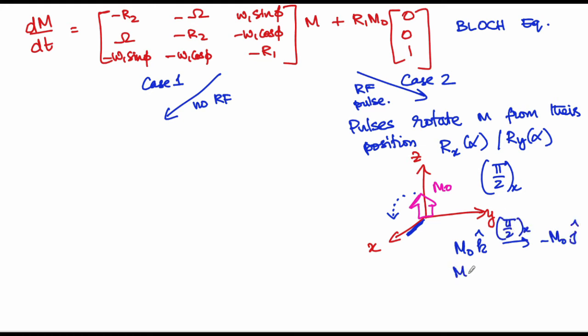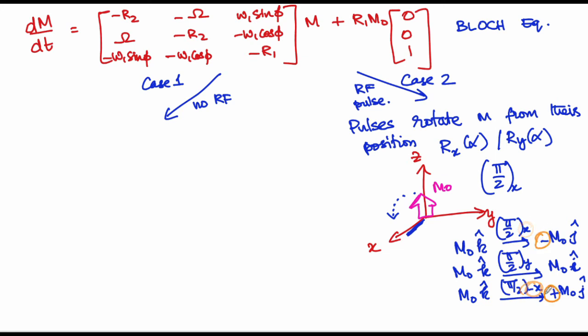On the other hand, let's say you started with M naught along k and are applying a pi by 2 y pulse, that will end up with M naught along i. Similarly, M naught along k, if you apply a pi by 2 minus x pulse, that will give you plus M naught along j. I hope you are able to appreciate the fact that when I invert the phase of the pulse, where the magnetization ends up also gets inverted.